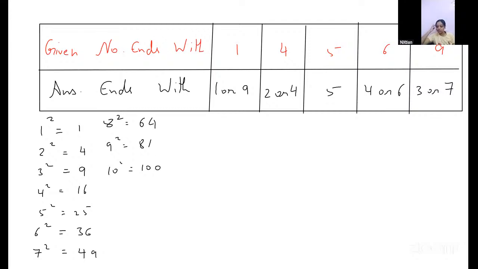Okay, so suppose I take 4. 4 is there. So 2 or 4 means check in this table. 2 and 4. Or when it is 5, then 5 itself. When it is 6, then it will be either 4 or 6. See, we'll solve it and then you will be able to understand how we are using the upper table and how we are using these squares.